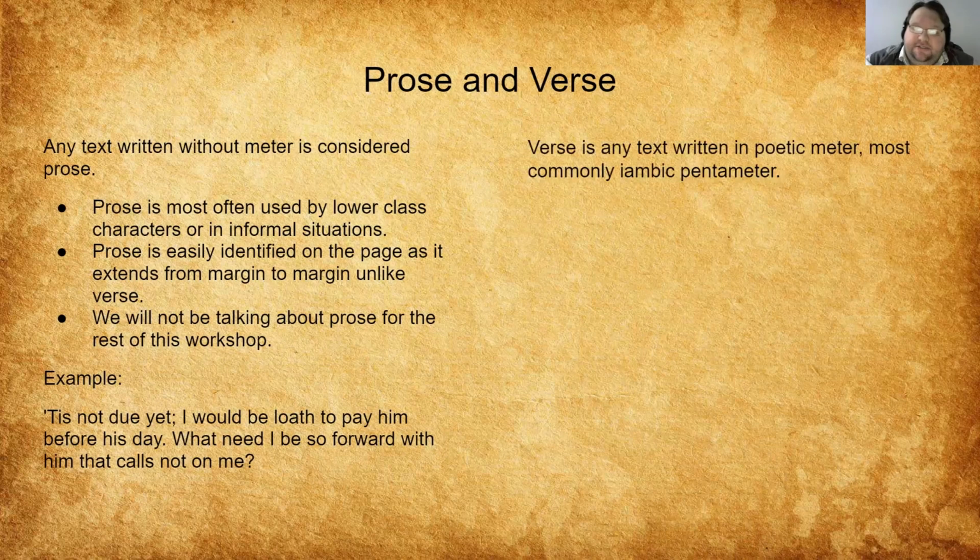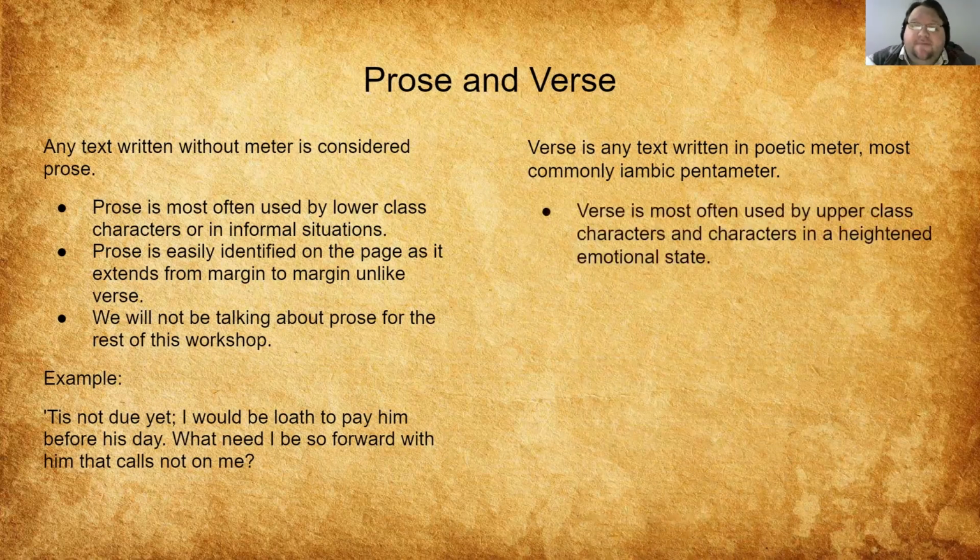And then we have verse. So verse is any text written in poetic meter. Most commonly when dealing with Shakespeare, it's going to be iambic pentameter. We're going to talk about iambic pentameter in the next slide. So verse is most often used by upper class characters and characters in a heightened emotional state. So verse is kind of what you use either when you are very fancy, very proper, or if you're just feeling your feelings so much that prose doesn't really cut it.